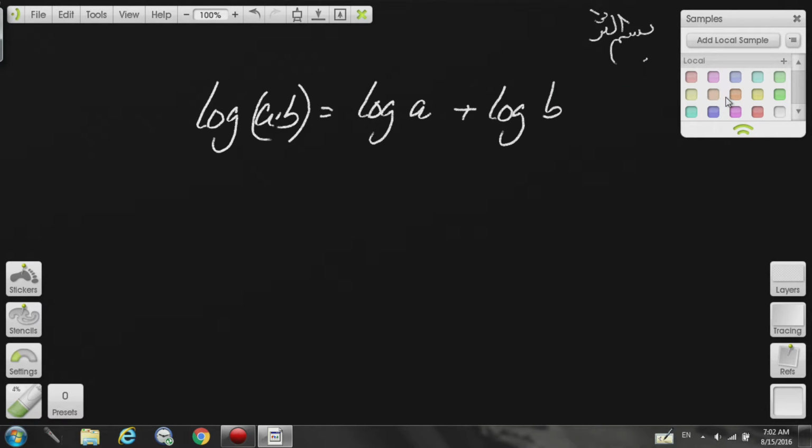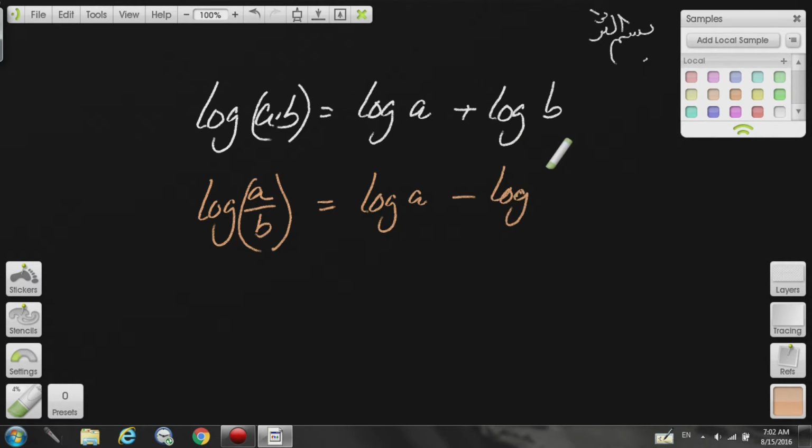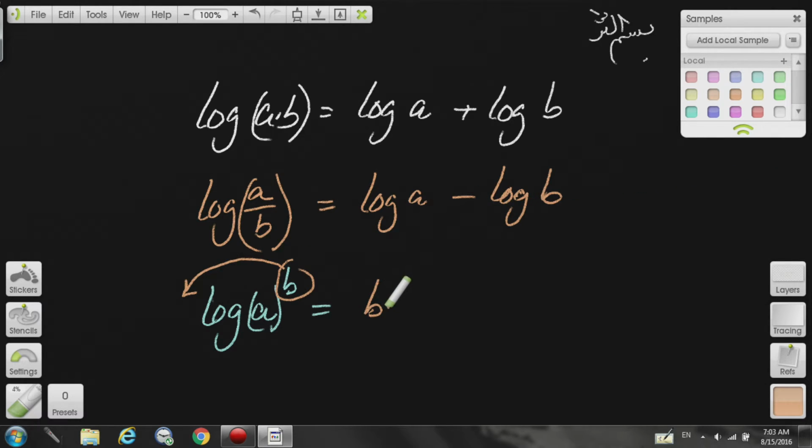The second rule is this: log of a over b equals log of a minus log of b. Easy enough. The third rule is log of a to the exponent of b. Then you can bring the exponent to the front, so it becomes b times log of a.